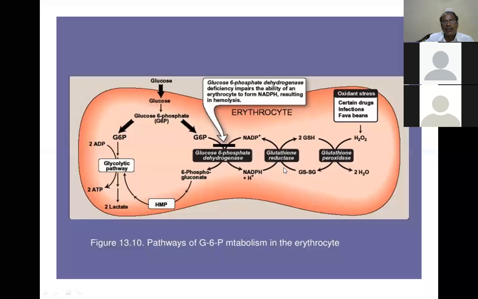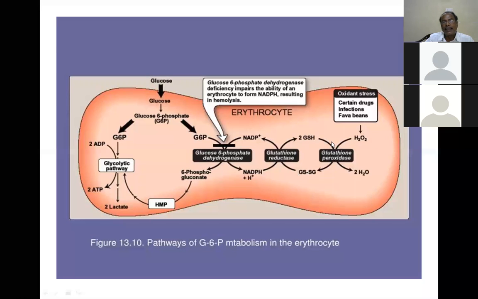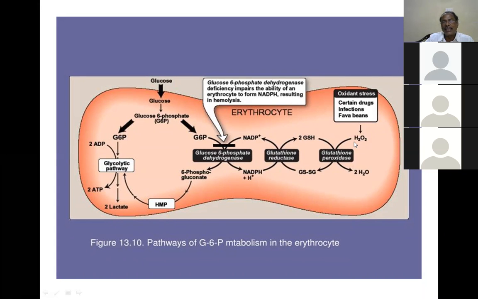Oxidized glutathione is converted to reduced glutathione. This reduced glutathione is acted upon by glutathione peroxidase. Along with this, the H2O2 present in the cells is obtained from certain drugs, infections, and flavins, which also produce this oxidant material, H2O2.